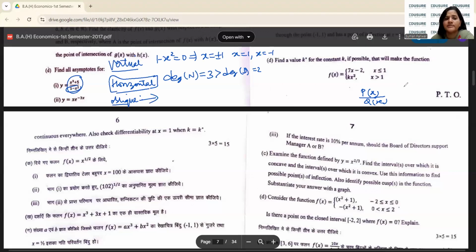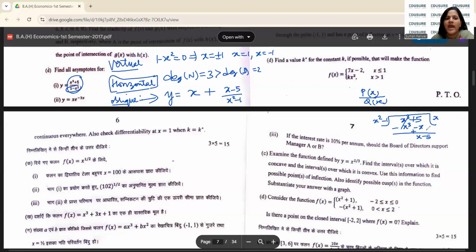How do we find oblique asymptotes? We divide the numerator by the denominator. So we will divide x cube plus 5 by x square minus 1. So when we divide by long division, x square into x is x cube. Then x into minus 1 is minus x. Then we will have x minus 5. So basically, this can be written down as y equals to x plus x minus 5 divided by x square minus 1.